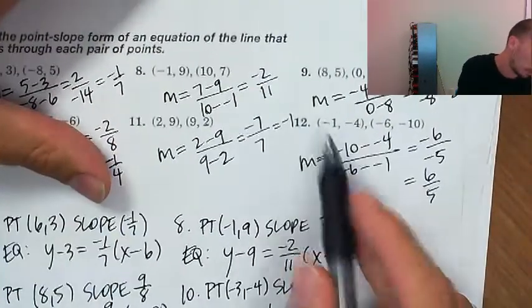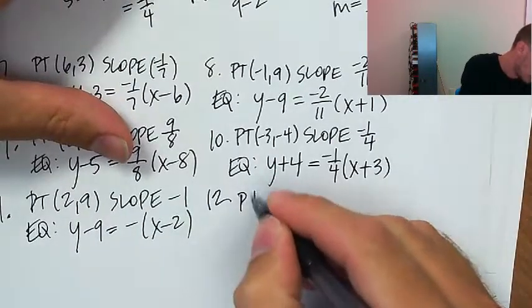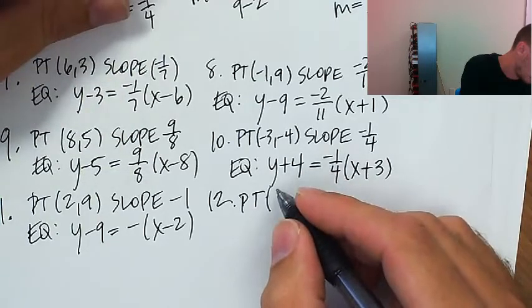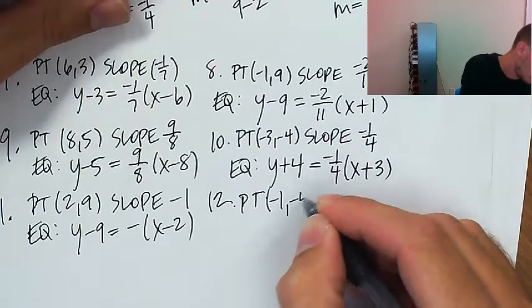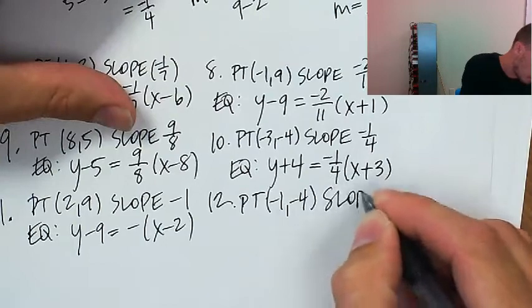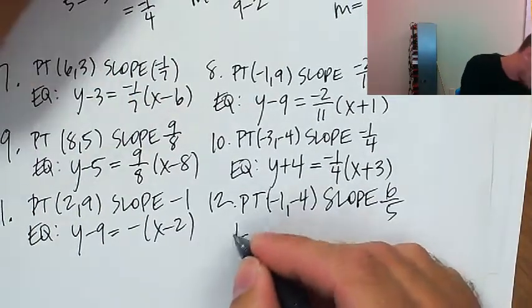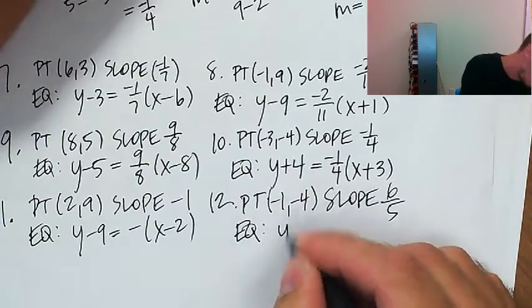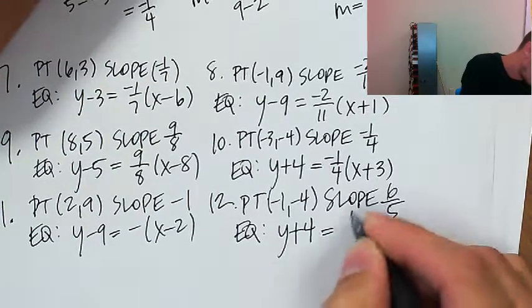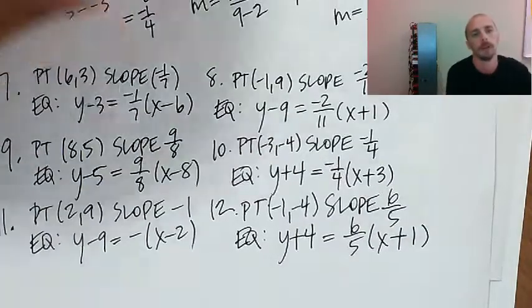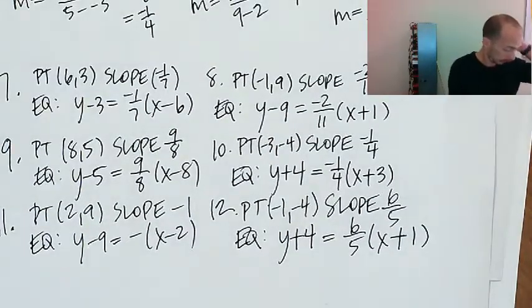The last one, I'll use negative 1, negative 4 with a slope of 6/5. Slope 6 over 5. So my equation will be y minus negative 4 is equal to 6/5 times x minus negative 1. All right, that was a lot.